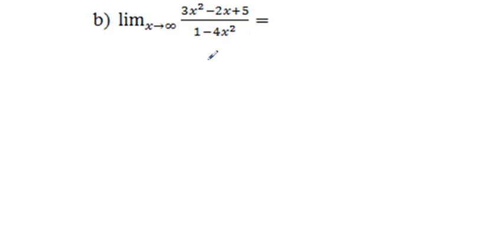I think a lot of you got that right. Okay, the limit as x approaches infinity of 3x squared minus 2x plus 5 over 1 minus 4x squared. And for that, we take the ratio. We have x squared as the highest power in both numerator and denominator. So what we're going to get is our limit as x approaches infinity is going to be 3x squared over negative 4x squared. And your x squared over x squared cancel each other, and so what we're left with is 3 over negative 4, which is going to be negative 3/4.